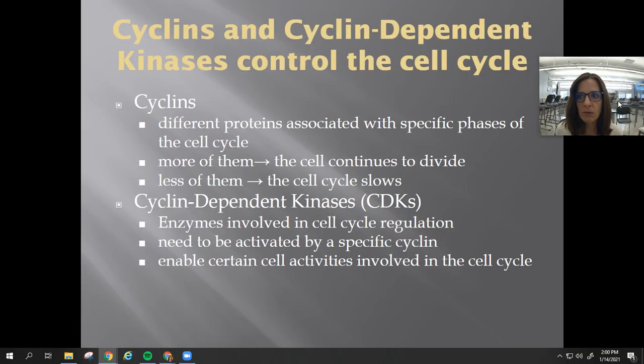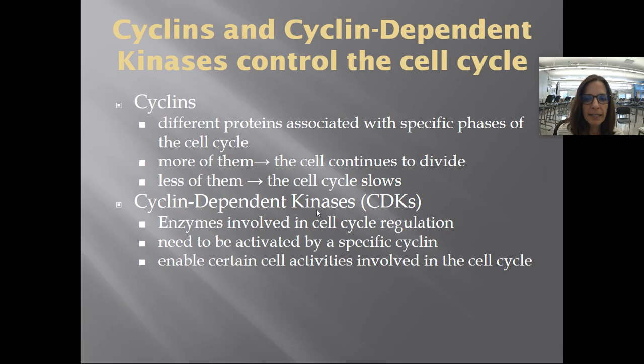Okay, so the things that are going to allow the cell to continue in the right way are called cyclins, and they interact with cyclin-dependent kinases. So cyclins are proteins that are associated with specific phases of the cell cycle. So some cyclins are associated with prophase, some metaphase. The more you have of the cyclins, then the more the cell's going to divide. And if you have less of them, then the cell cycle is going to slow.